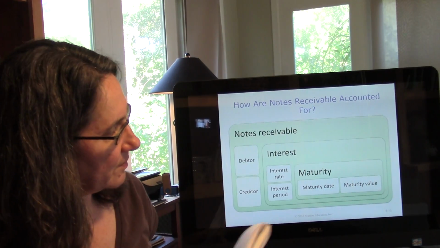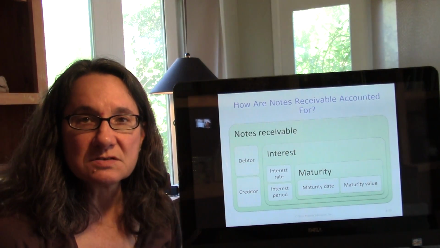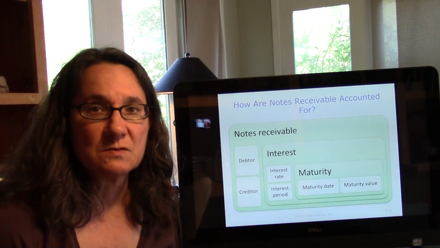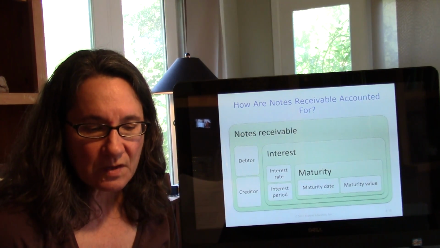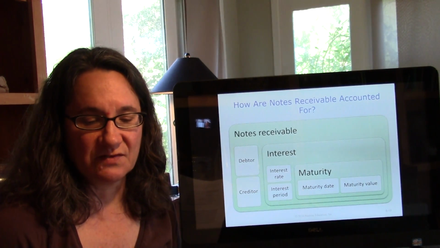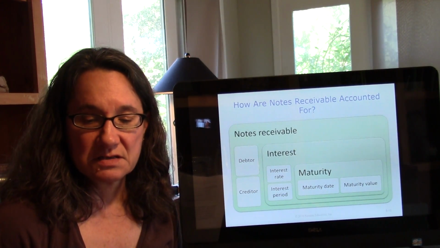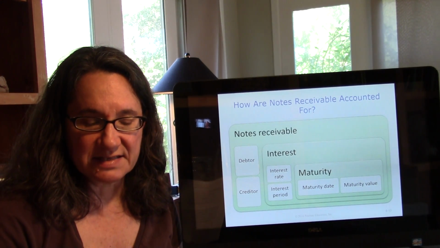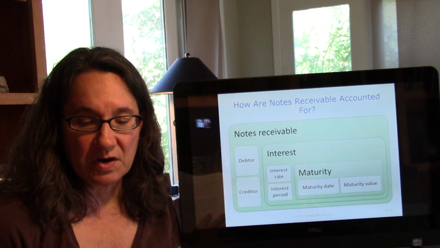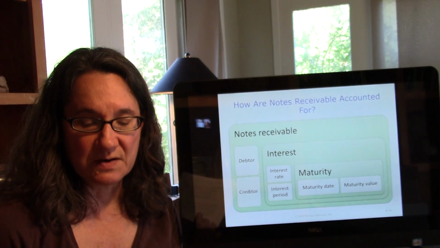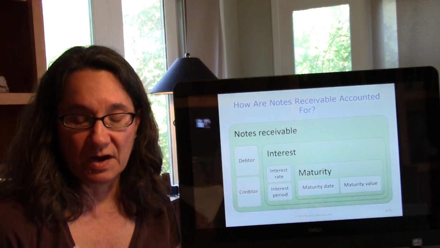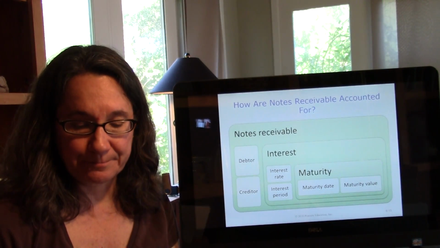Alright, so what's going on here? Notes receivable. Remember, these are usually longer term. They're formal with a promissory note that's been signed. Notes receivable are more formal than accounts receivable. The debtor signs a promissory note as evidence of the transaction. The note receivable is recorded on the date that the promissory note is signed, and interest will have to be accrued periodically as necessary.